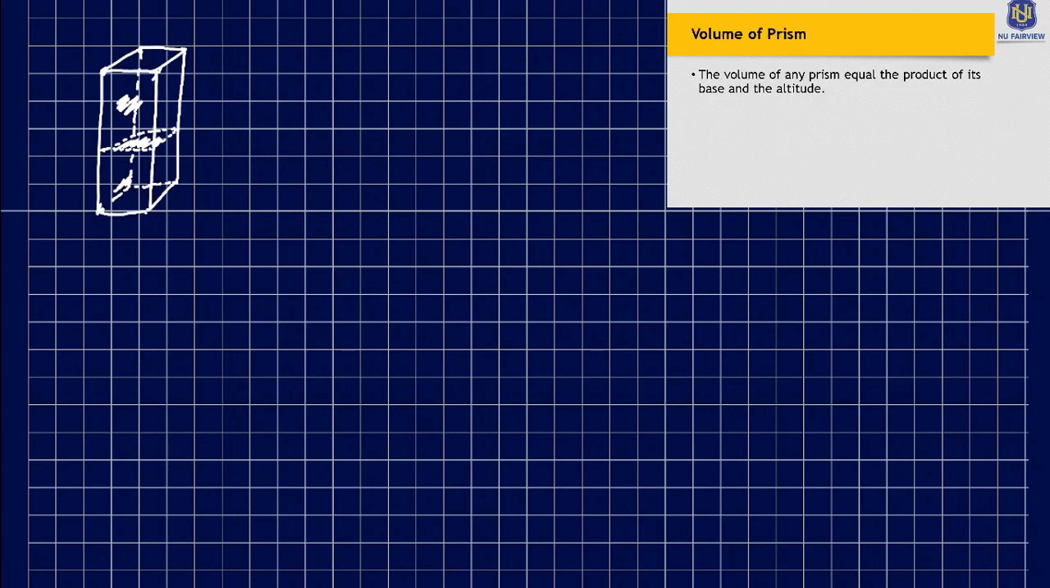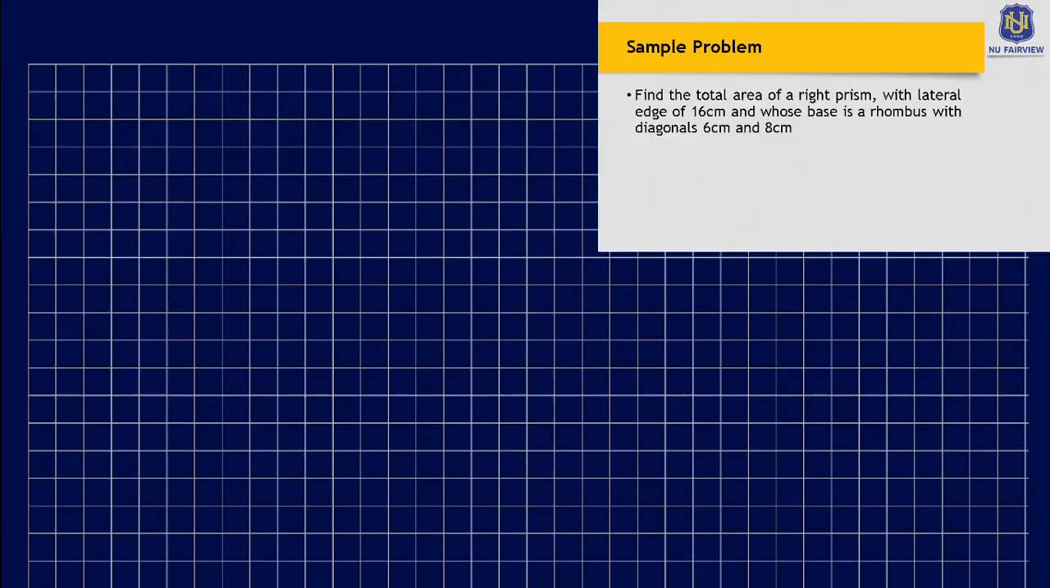Now, when we say volume naman of a prism, it is equal to the product of its base and altitude. So, yung base na tinutukoy natin, ito yung base, at ito naman yung altitude. Okay? So, I hope na naliwanagan kayo.